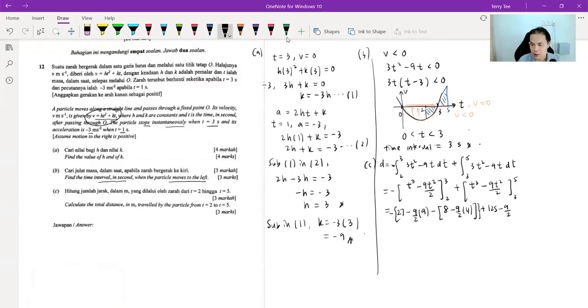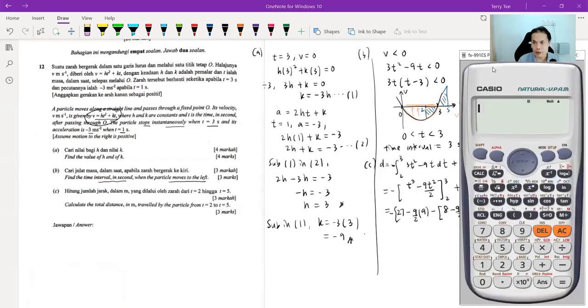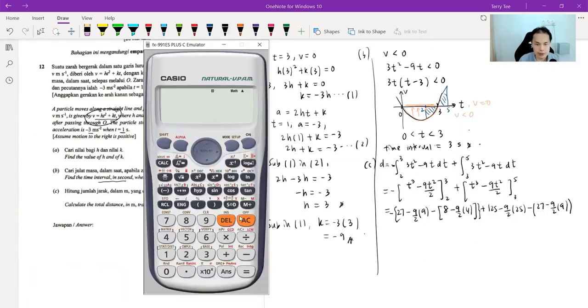5 to the power 2 is 25. Minus, copy the same thing, 27, 9 over 2 times 9. Now let's count. You can also double check with a calculator. I'm going to show you how to double check using a calculator later.